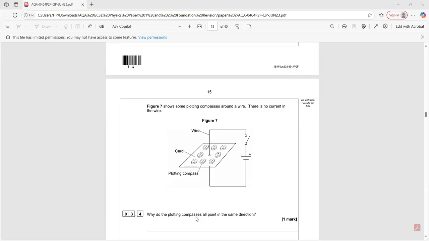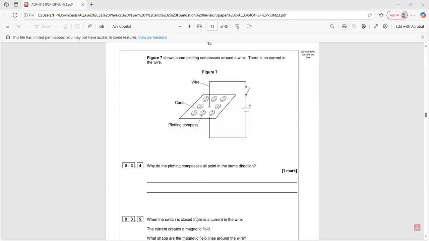Okay, so it says there is no current in the wire now. Why? Obviously, because the switch is open. You can see that from the diagram. The question now says, why do the plotting compasses all point in the same direction? Okay, so plotting compasses, right? If I go with how compasses work, all of them are pointing towards the North Pole, right?